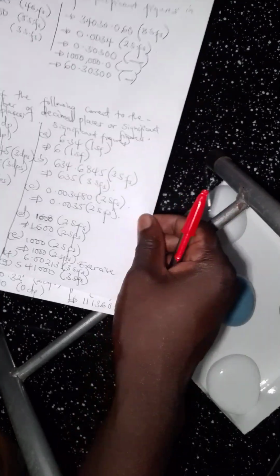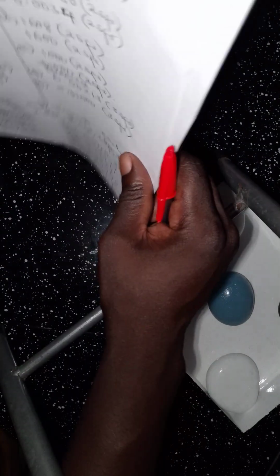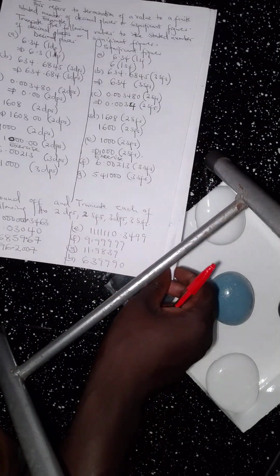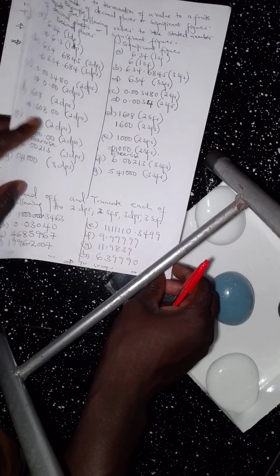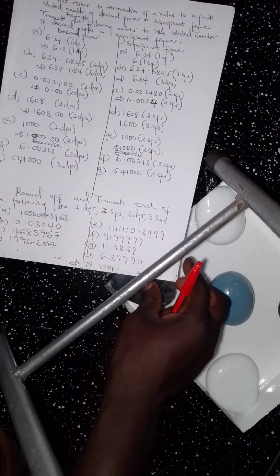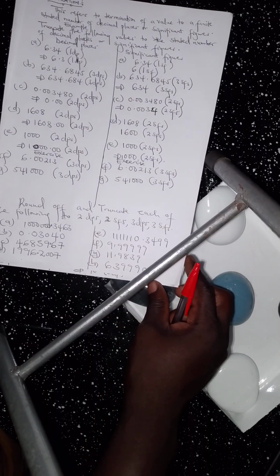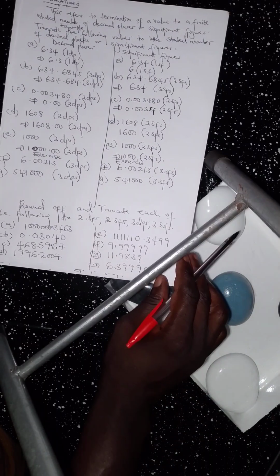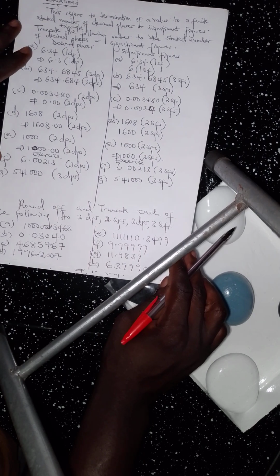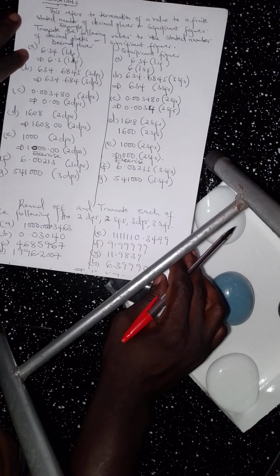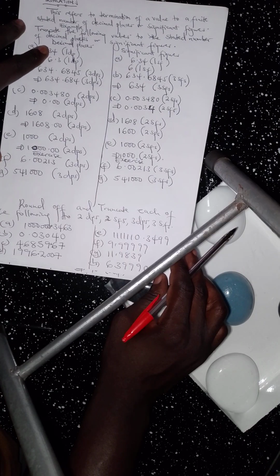Now there is also what we call truncation. Truncation means to terminate an expression to a finite number of steps. Terminating of a value to a finite stated number of decimal places or significant figures is what we call truncating. You do not examine the impact of the value that comes after.